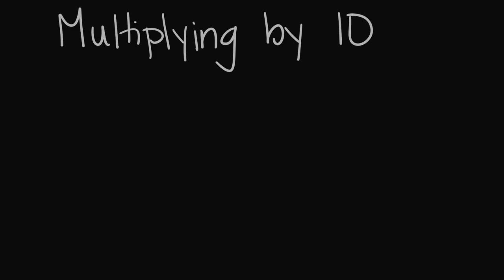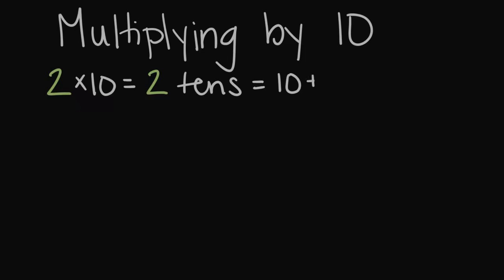Let's start with something like 2 times 10. And maybe we know the solution, but let's think about more than just the solution. Let's think about what it really means to multiply 2 times 10. 2 times 10 means we have 2 tens, or we have a 10 plus another 10, which is equal to 20.